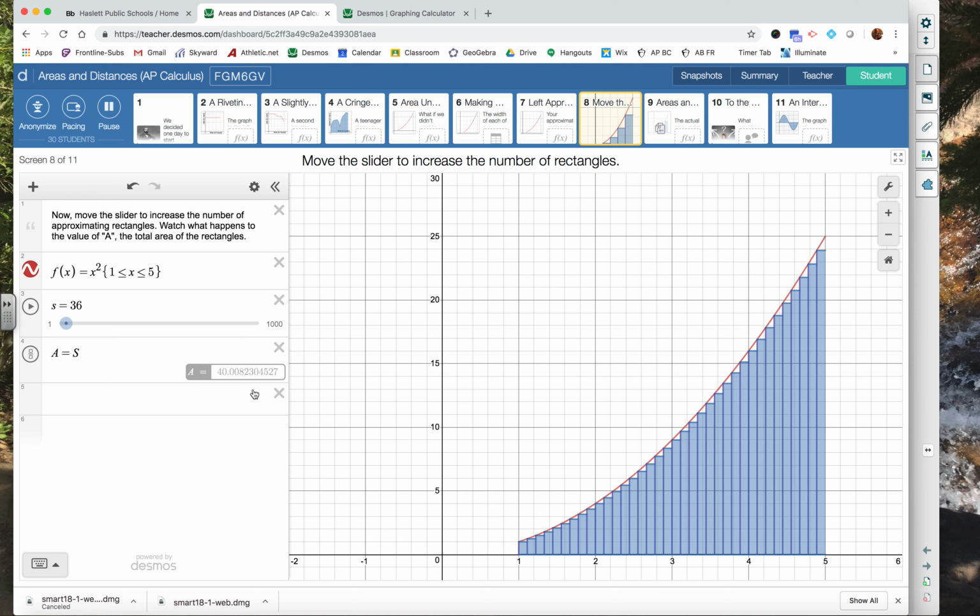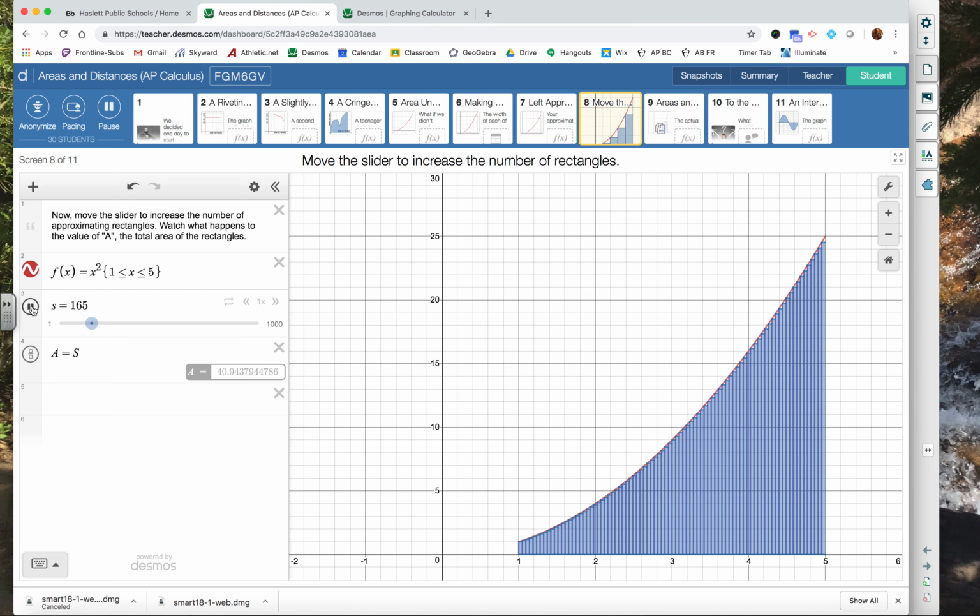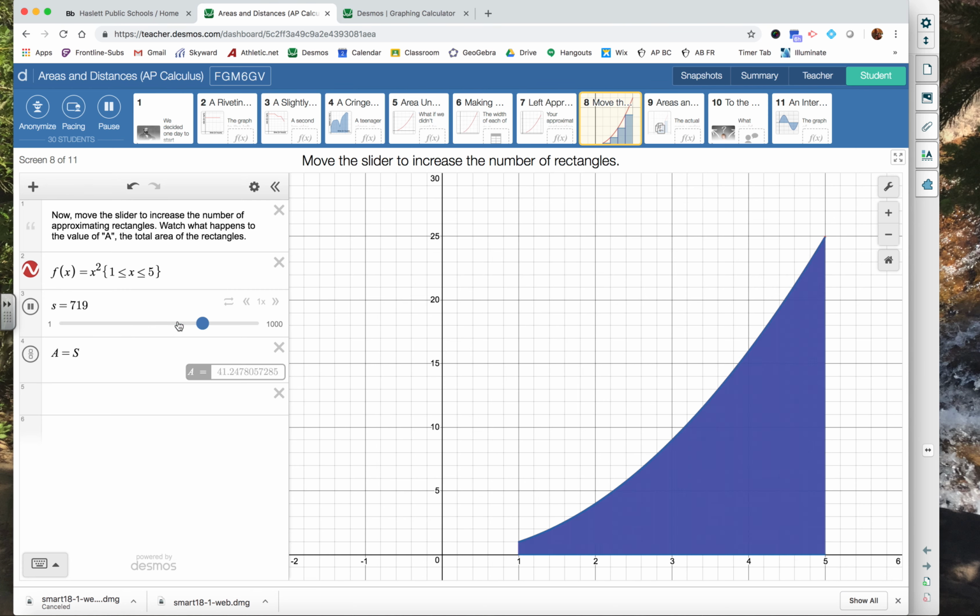Desmos here is adding these all up. It's telling us our area is 40.00 right now. You see that there is less error here. There is less empty space. This is a better approximation. The bigger that I make this value of s, the better the approximation.